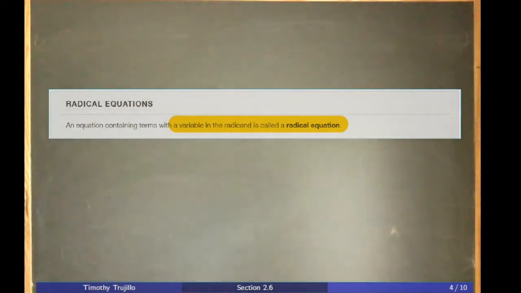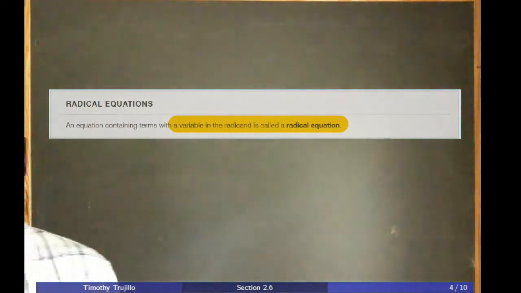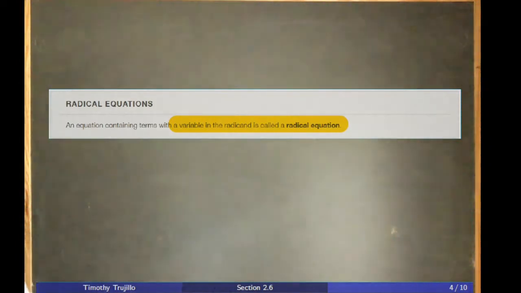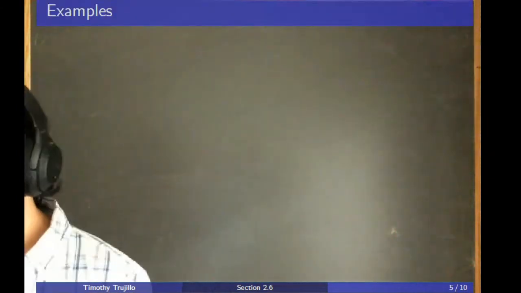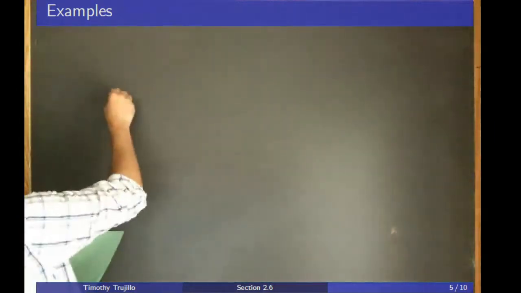Okay, so that's a radical equation. Radical equations and rational exponents are done the same way. What I want to do now are just some examples of the type of thing you'll see in Infinity. The first 4 or 5 questions in Infinity are similar to this sort of stuff. Okay. So here's the first one.